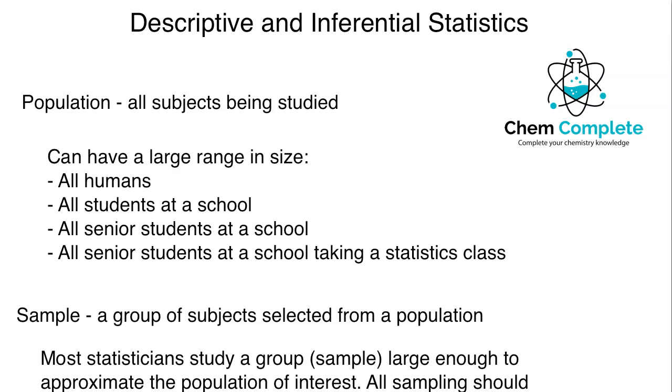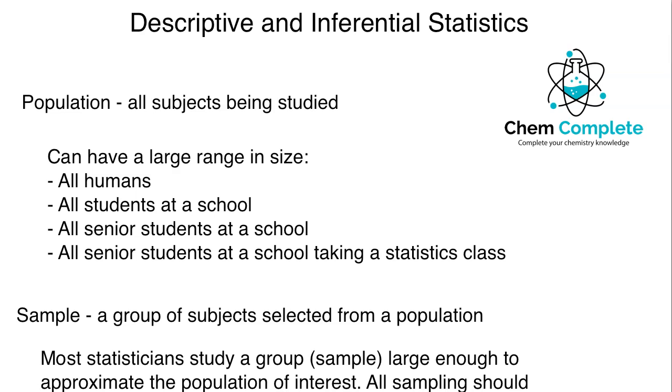All right. So a population is going to involve all subjects that are being studied. Another way that you could say it is all subjects of interest to the research or the researcher. Now, a population can vary in size. So you can have a lot of different ranges. For instance, you could be interested in all humans, or maybe a subset of humans, so you're only interested in humans within the United States, or something of that nature.